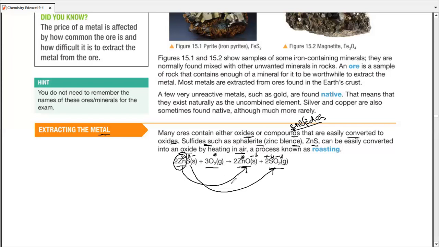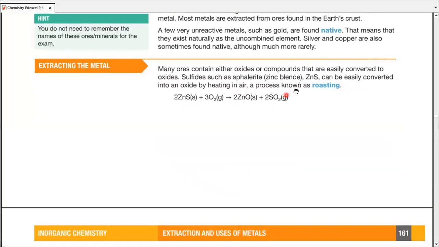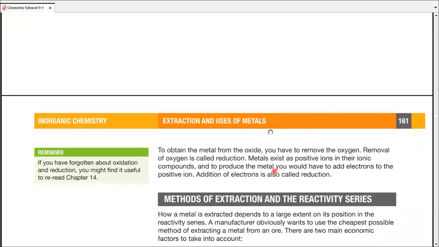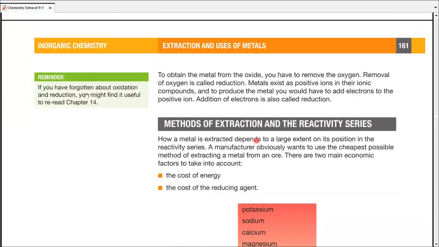Okay? I'll practice this kind of stuff with many questions upcoming in the book. This would keep you on top of your toes for the oxidation reduction stuff. So, not to forget, this process is known as roasting. Whenever you see the word roasting, it means we took a compound and heated it in air so much that it changed its identity and formed something new, probably an oxide. If you have forgotten about oxidation and reduction, you might find it useful to read chapter number 14, and you'll have the idea.